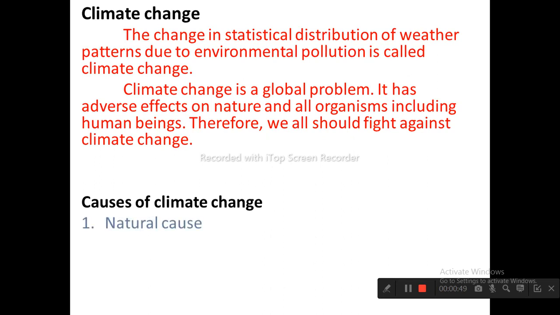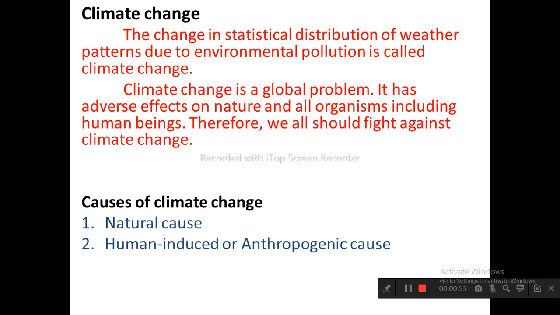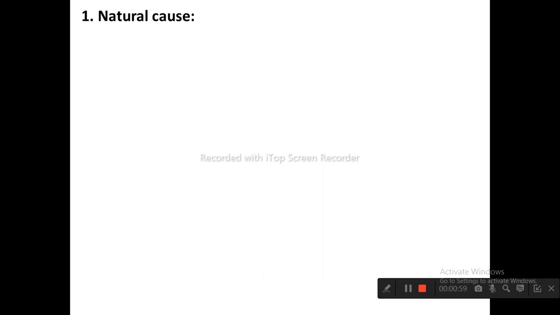Causes of climate change. So there are mainly two causes of climate change, that is natural cause and second one is human induced or anthropogenic cause. First one is natural cause.